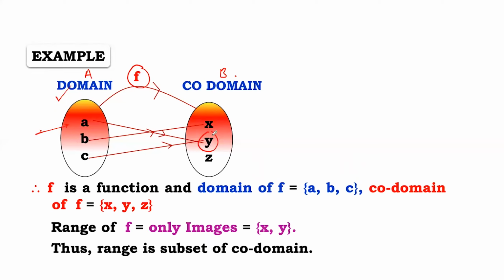Now, all the elements of set B are known as the codomain. So this is X, Y, and Z. All three are the codomain, right? And the association, X and Y, this association means the images are X and Y. So this is known as the range, right? So the domain is A, B, C, the codomain is X, Y, Z, and the range is only the values X and Y.